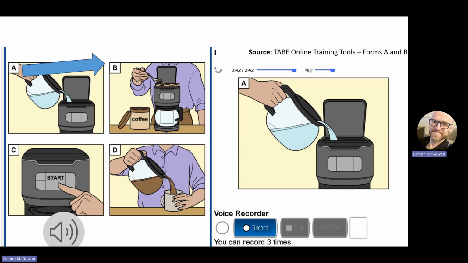So whether you have them do this first on their own, and then you show them the answer, or you model it, here you go. Play it for them. I'll play it for you.